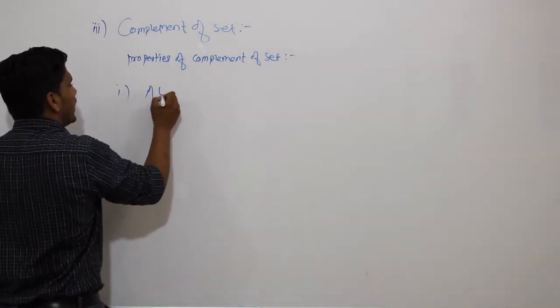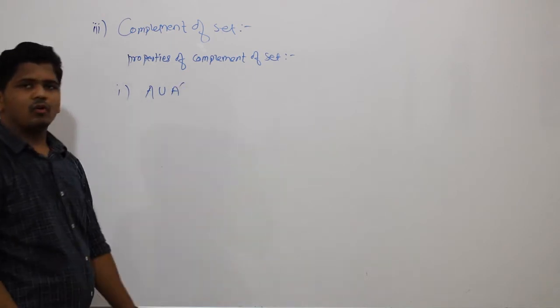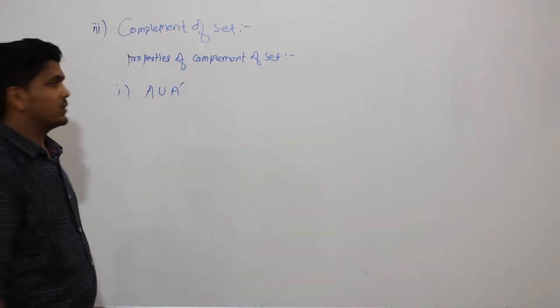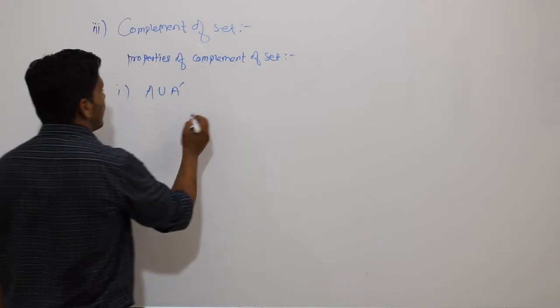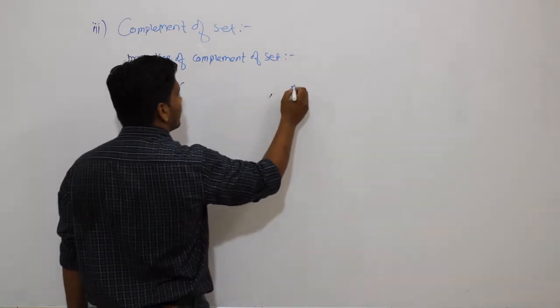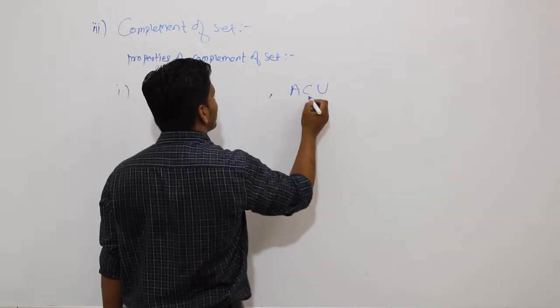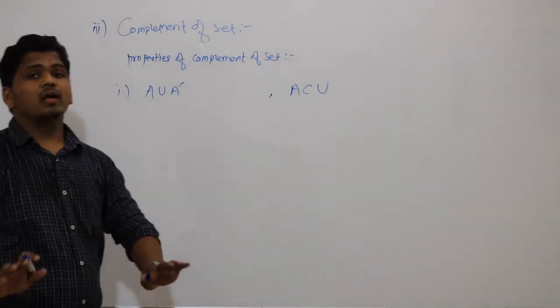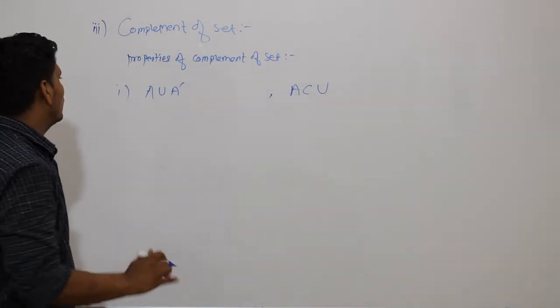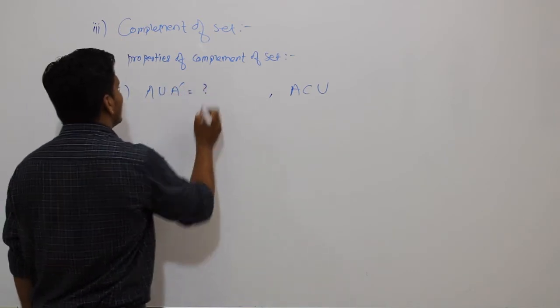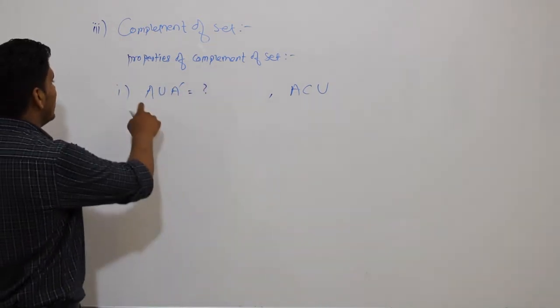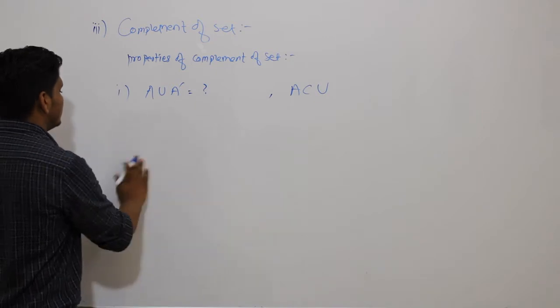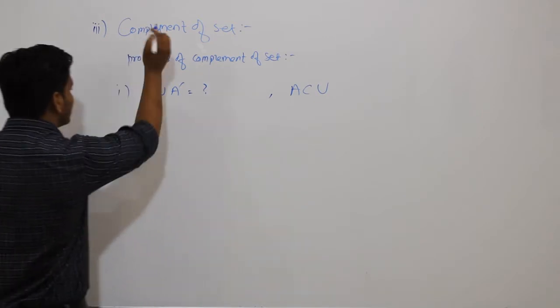Now the first property is: what is A union A dash? Okay, for this I will take my A as a subset of universal set U. For complement I must require my universal set U. Okay, what is this? That I will calculate now. My A union A dash. What is it? By Venn diagram you can see this.